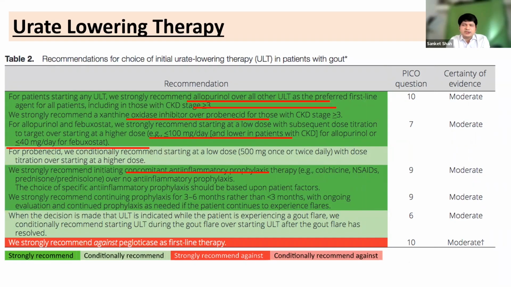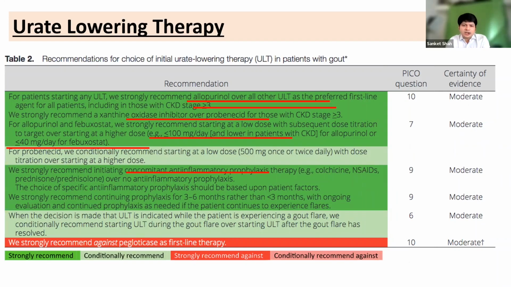Now, the second question comes that, okay, urate lowering therapy, are you going to start today? Yes, it is to be started today. Okay, it's fine. Febuxostat or allopurinol, anything is fine. You can start at that point. Okay. Now, when you have started colchicine or NSAIDs, when are you going to stop that? There are certain patients who will say, now there is no pain, can I stop it?